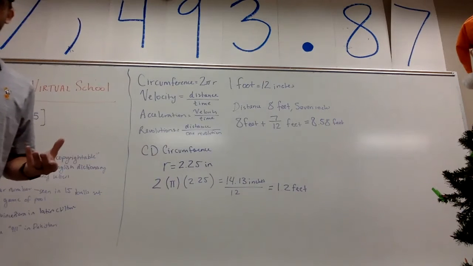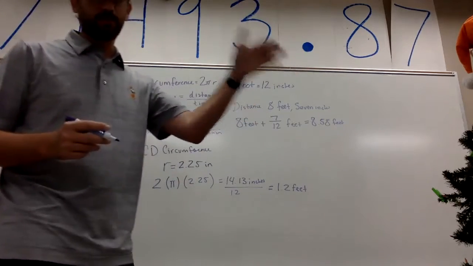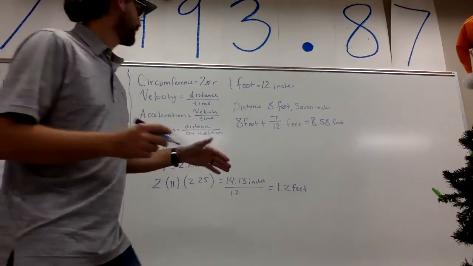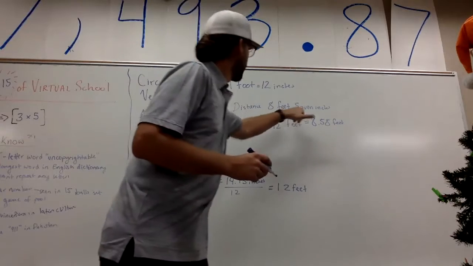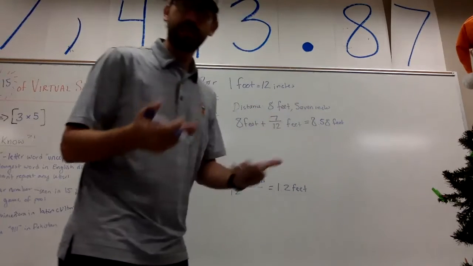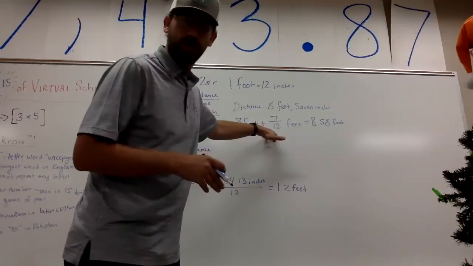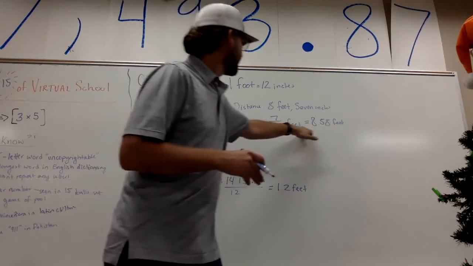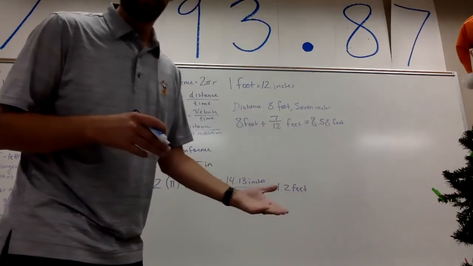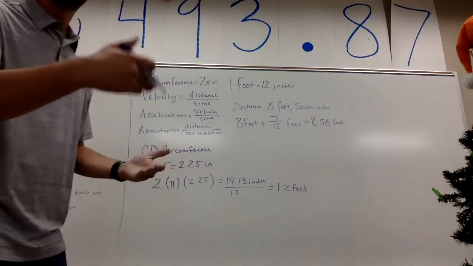Okay, so 8.58 feet. So it's not 8.7. It's close to 8.7, but that's not the answer. What I did here is I took my 8 feet 7 inches and divided the 7 inches by 12 to see how many feet that was. I get 8 feet plus 7/12 feet, which is equal to 8.58 feet in the calculator. That's my total distance traveled.